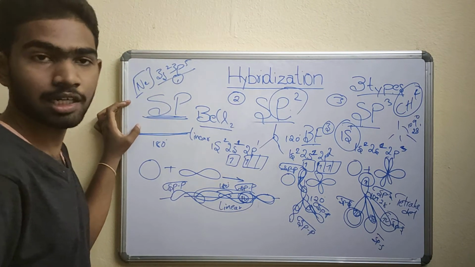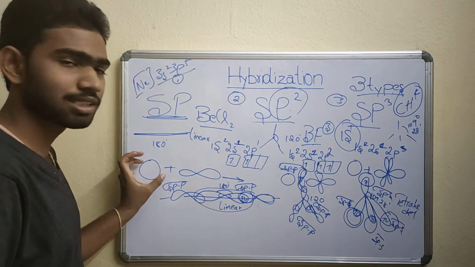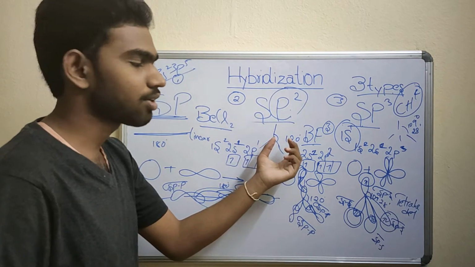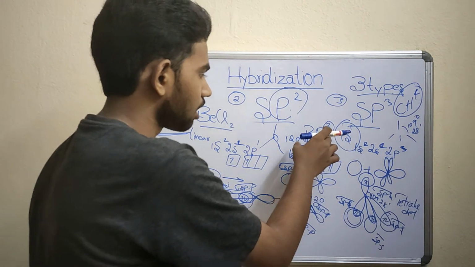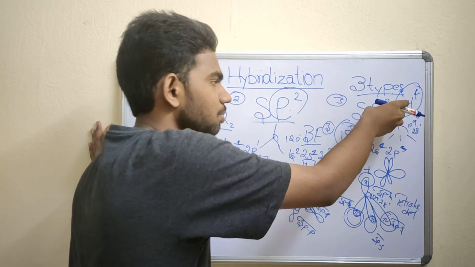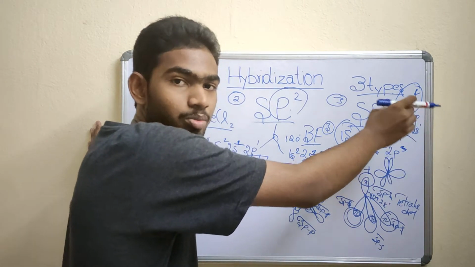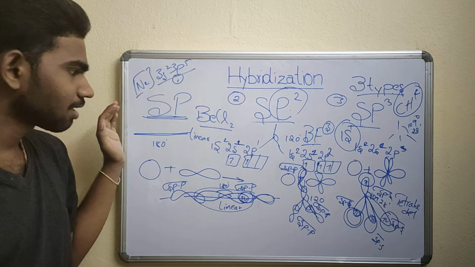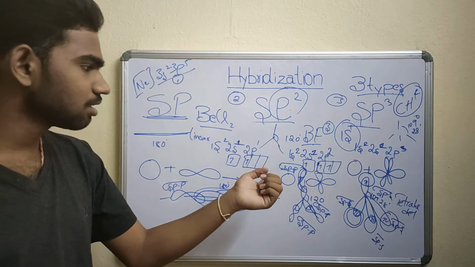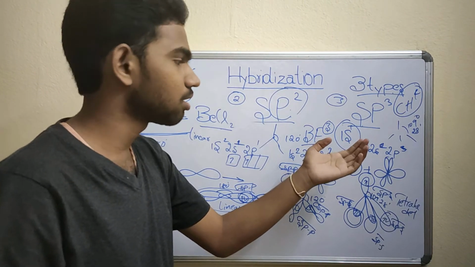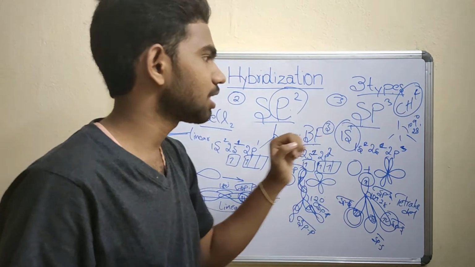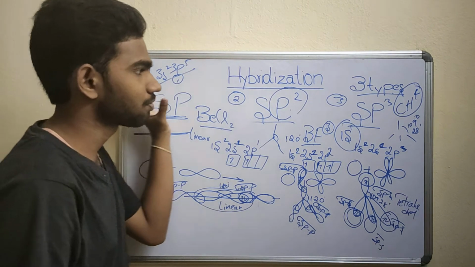Finally we come to a conclusion. sp hybridization: one s and one p orbital, 180 degrees bond angle, linear shape. sp2 hybridization: one s orbital and two p orbitals, trigonal planar shape, 120 degrees. sp3 hybridization: one s orbital and three p orbitals, 109 degrees 28 minutes bond angle and tetrahedral shape. The examples are BeCl2, BF3 or BCl3, and CH4, which is methane. So this is the explanation of hybridization, friends.